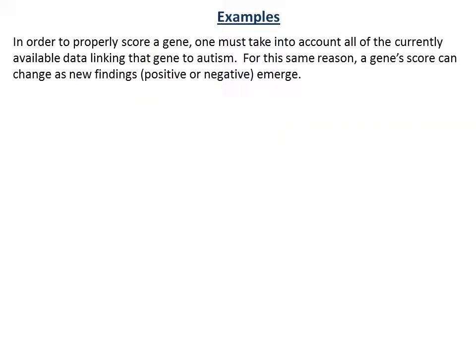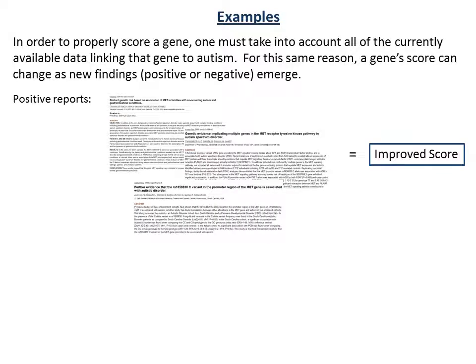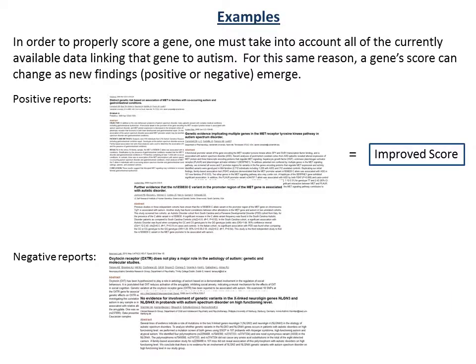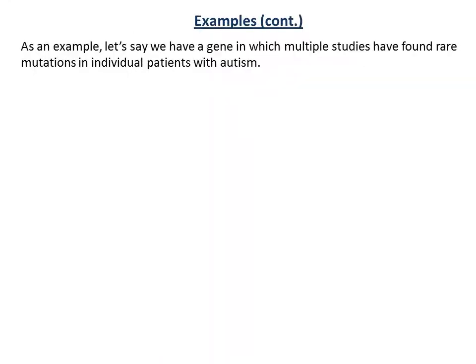Let's take a look at some gene scoring examples. We should always remember that in order to properly score a gene, we must take into account all of the currently available data that links that gene to autism. For this reason, a gene's score can change as new findings emerge.